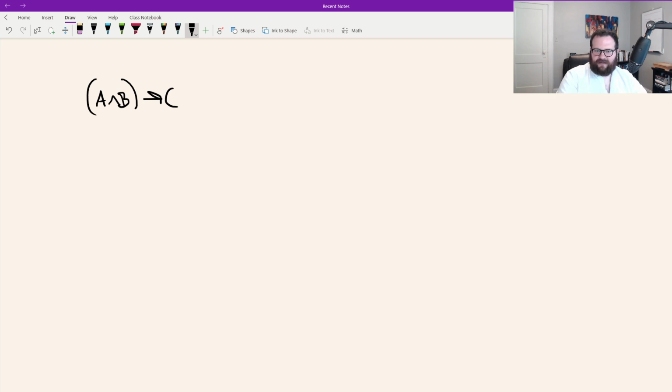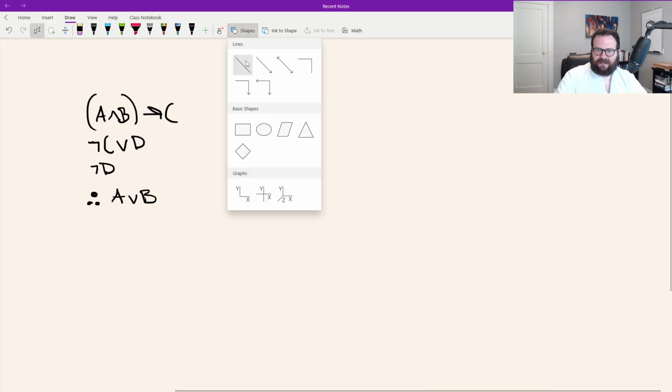You also know that either not C or D, it's not the case that D, therefore, A or B. Fairly complicated, right? Premise one, if A and B, then C. Premise two, it's not the case that C or D. Premise three is just not D. Conclusion, A or B. So let's start out with our lines.